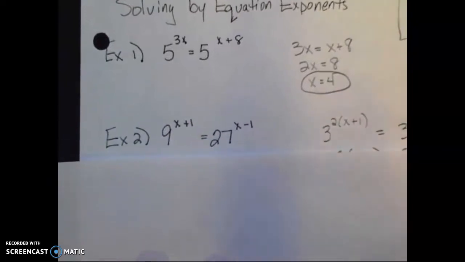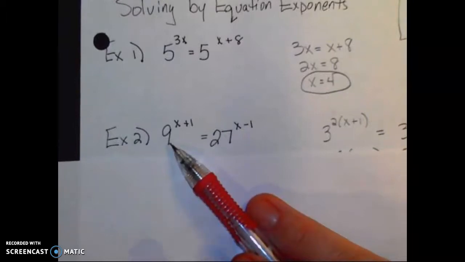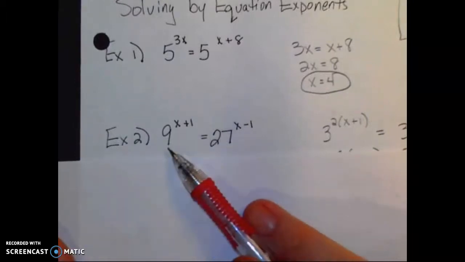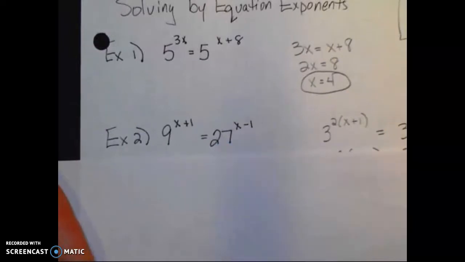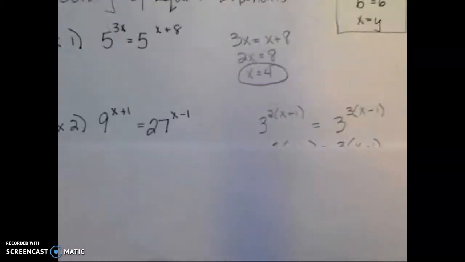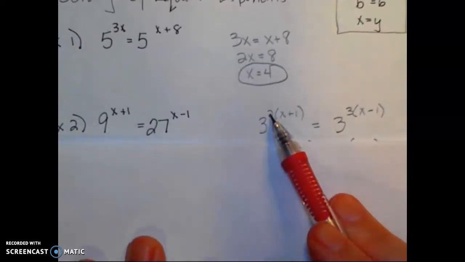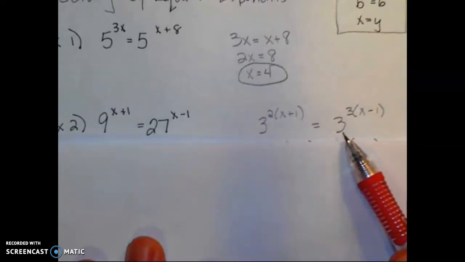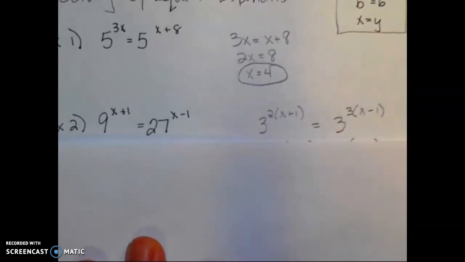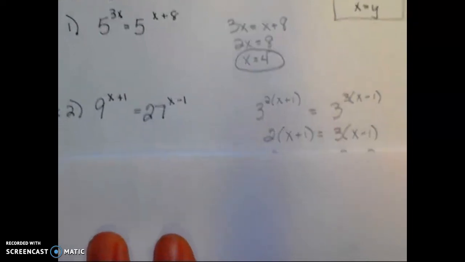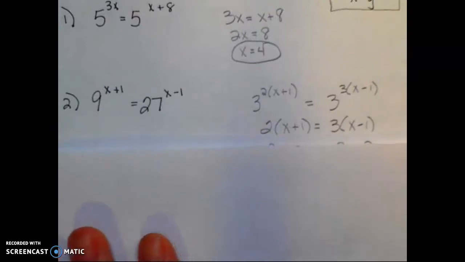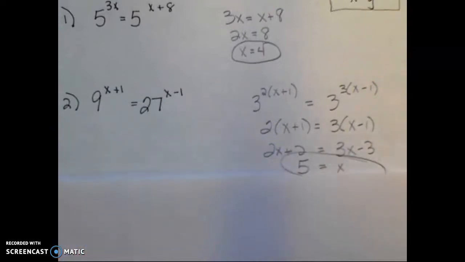Example 2 is a little bit different because my bases are not the same, but I notice that these are both multiples of 3. So I can rewrite it. Instead of 9, I'm rewriting it as 3 squared. And instead of 27, I'm writing it as 3 cubed. Now you have the same base. And you can just set the exponents equal to each other and solve using the math that you learned in Algebra 1. It's cool how we can make this into Algebra 1. You get x equals 5.